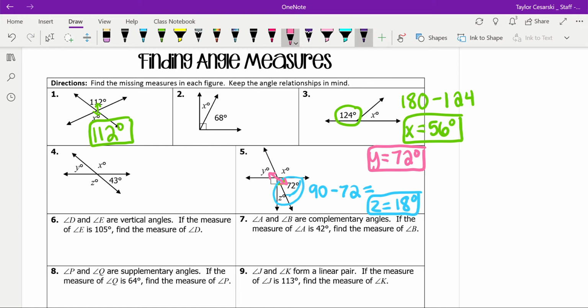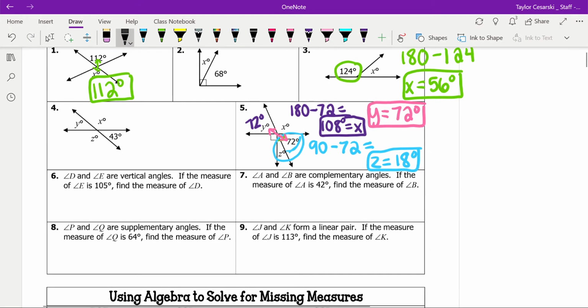Alright, and then finally, I have to find x. So y, I'm going to go ahead and label as 72 degrees. And I notice that x and y form a straight line, so that means they equal 180 degrees. So I can do 180 minus 72 to give me what x will be. And that ends up being 108 degrees. So now I found x, y, and z.